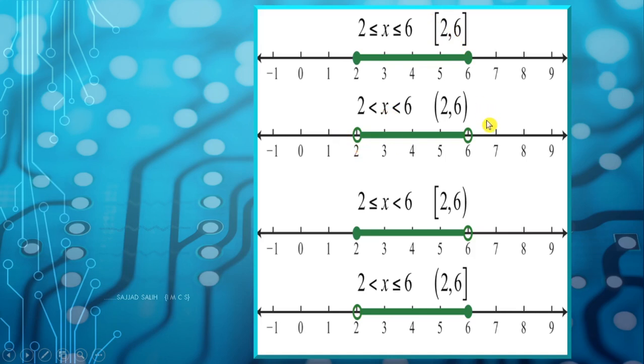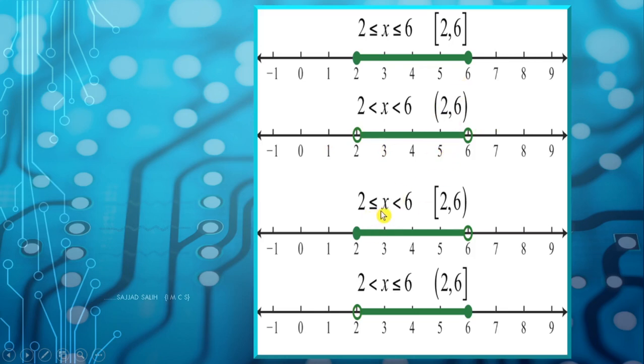And 2 comma 6 is the open interval. 2 less than x less than 6, understand, it means 2 and 6 are not involved, but the points x between the 2 points 2 and 6 are involved. Here we define 2 comma 6, and 3, 4, 5 are all x points. Here the points are involved between the 2 points 2 comma 6. Okay, here we define 2 comma 6.